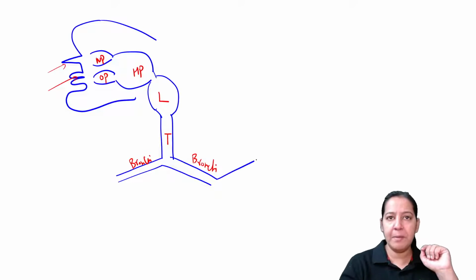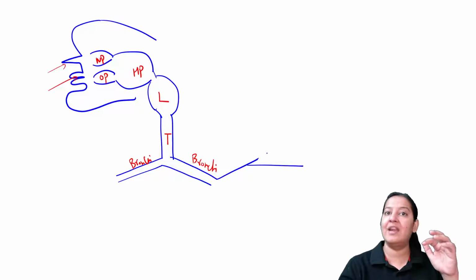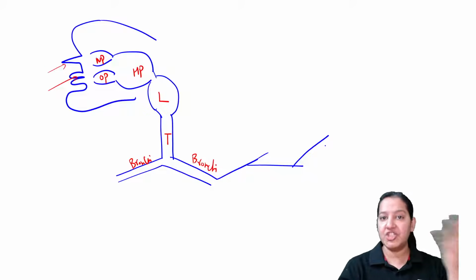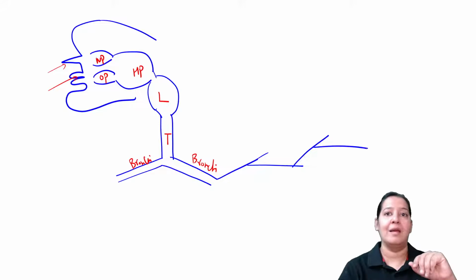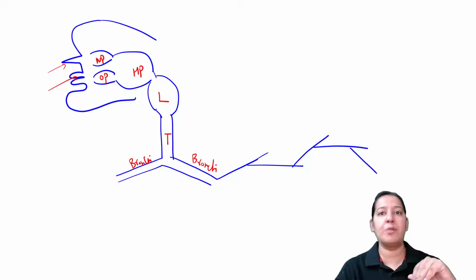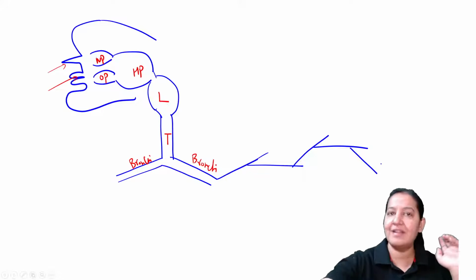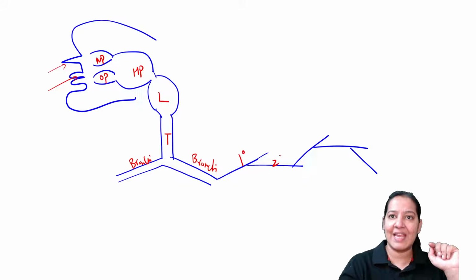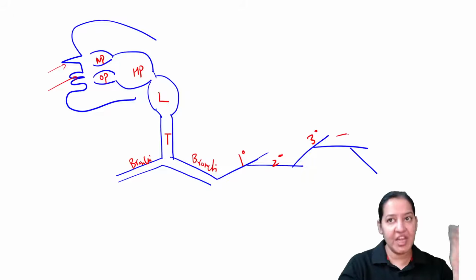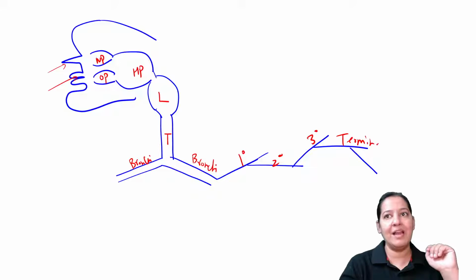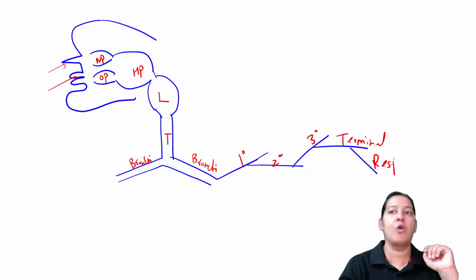So bronchioles will be primary bronchiole. Primary bronchiole will give rise to secondary bronchiole. Secondary will give rise to tertiary. Tertiary will give rise to terminal. Terminal will give rise to respiratory bronchiole. Respiratory. So let me write till here. So it is primary, secondary, tertiary. After tertiary will come terminal. After terminal will come respiratory bronchiole.